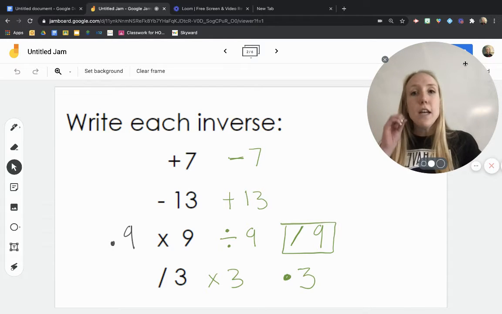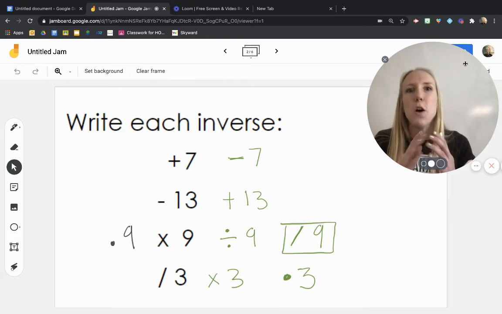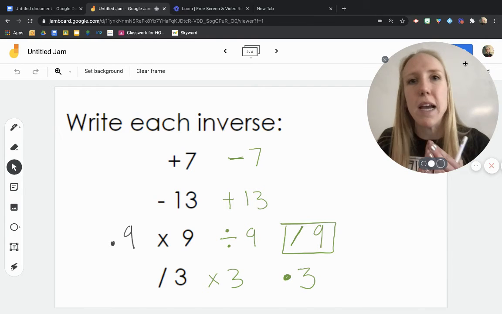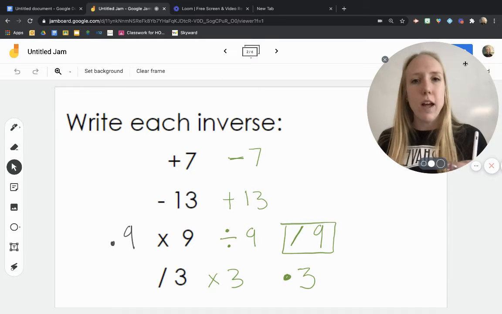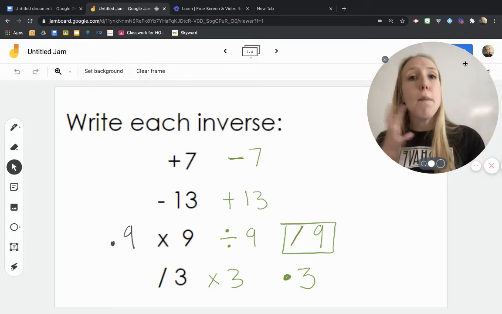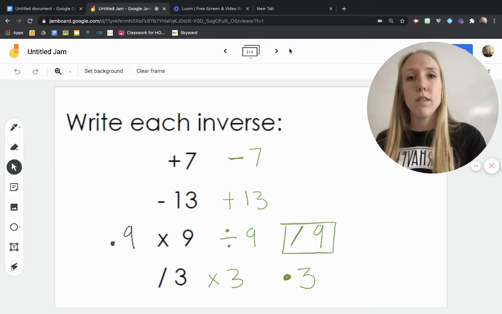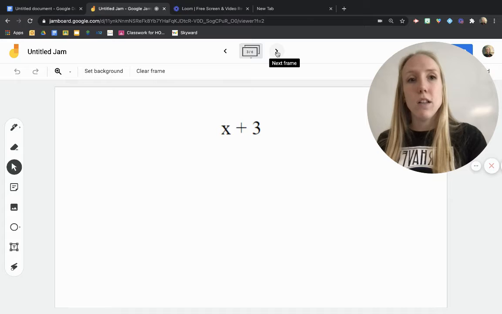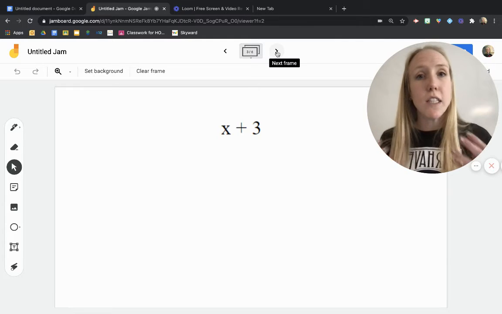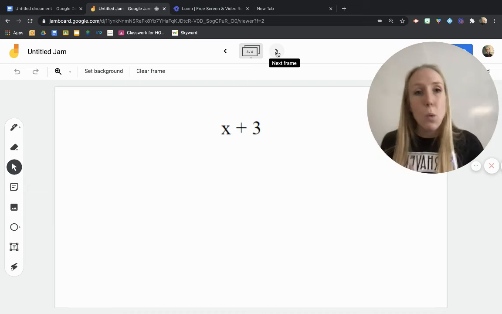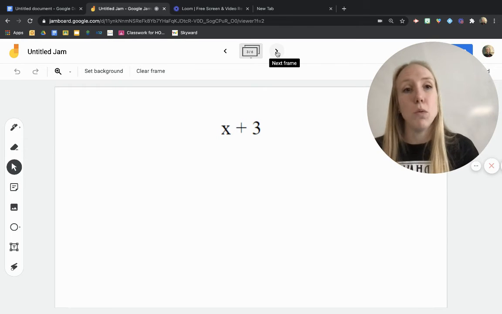Okay, now that we know these inverse operations, that's going to help us because now we're going to get to the part where we actually get the variable by itself, the x alone, isolate the variable. We get to actually do that now. But we have to remember these opposite operations in order to be able to do that. Okay, so this is an example of an expression where I might want to get the x alone.